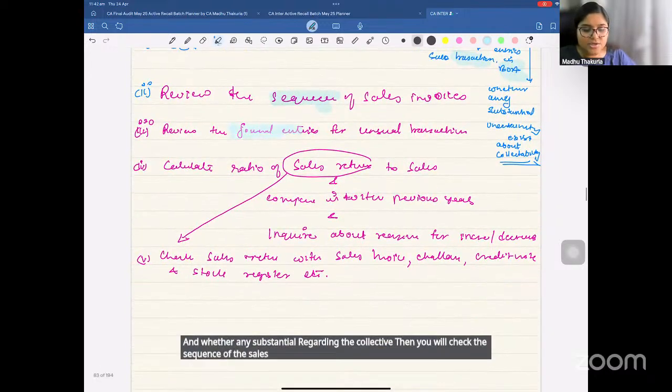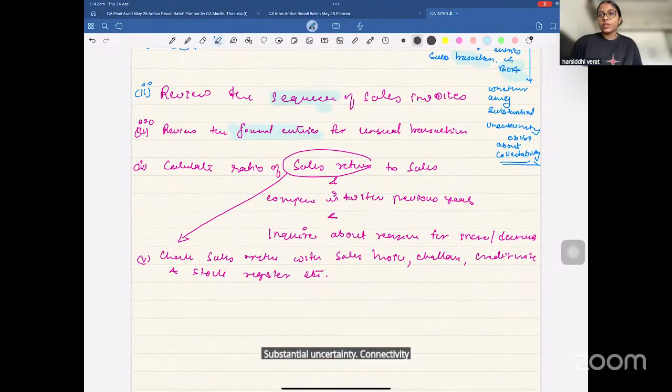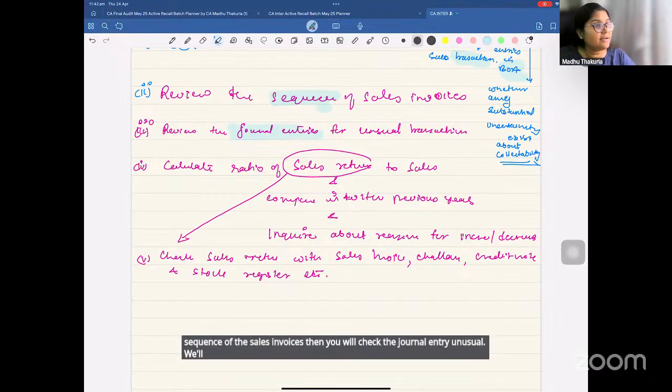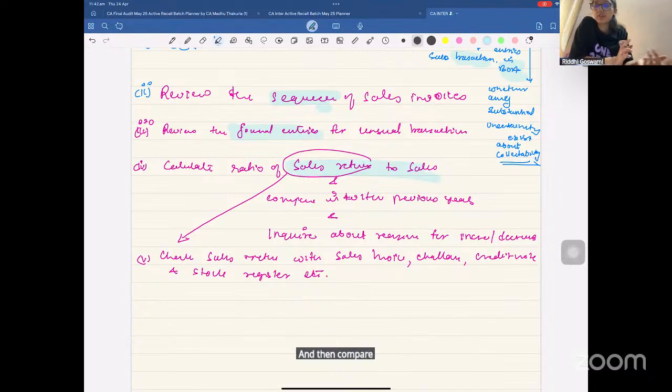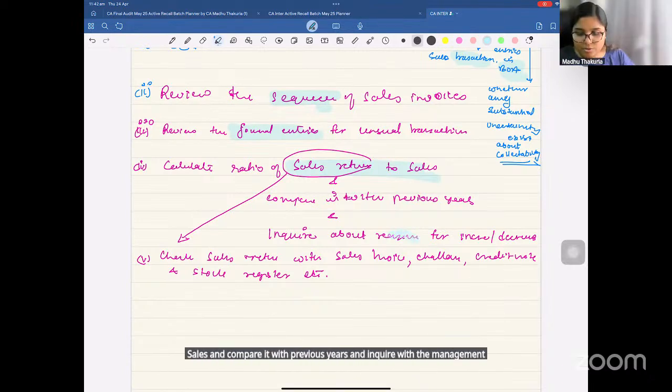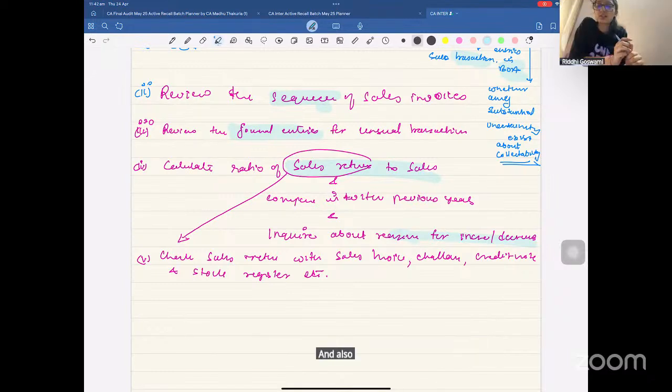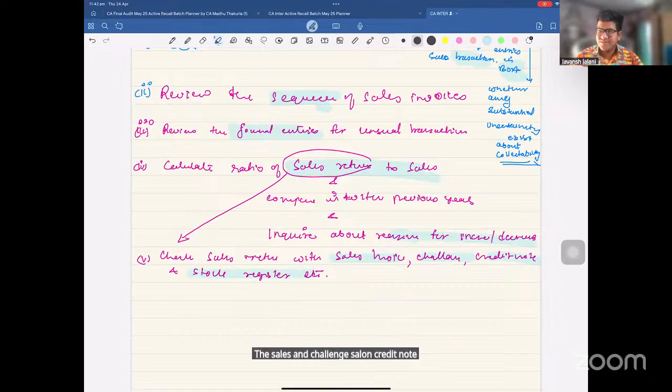Then you will check the journal entries for anything unusual. Calculate the sales return ratio to sales, and compare it to the previous year and inquire with management about the reason for that increase or decrease. And also check the sales return, the invoice, sales credit note, and stock register.